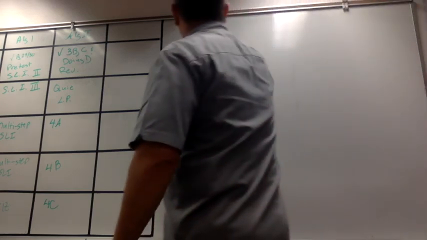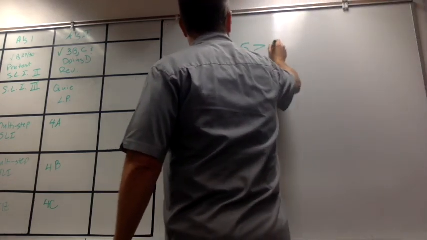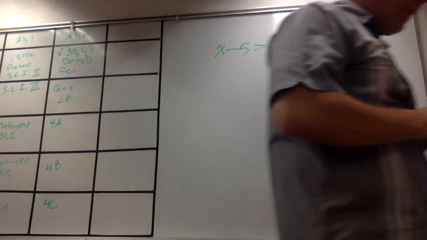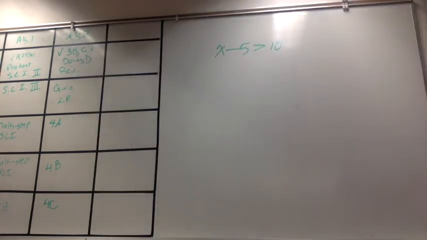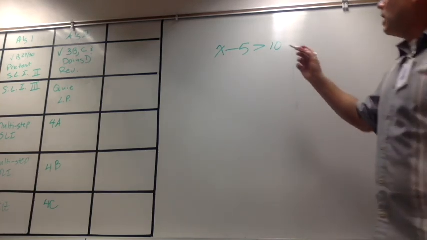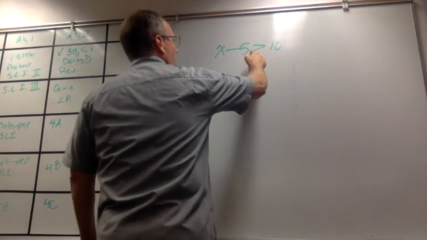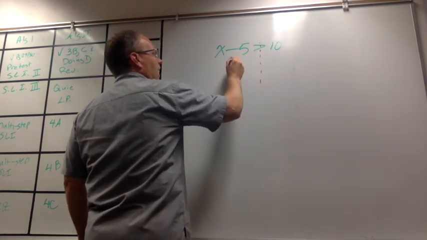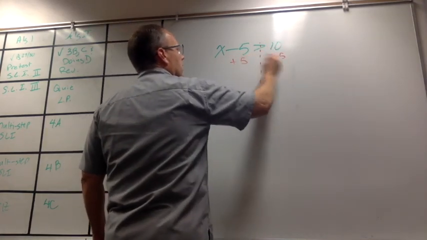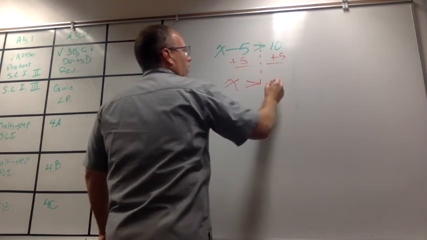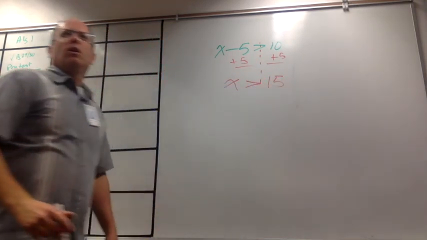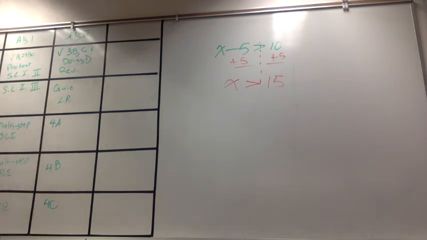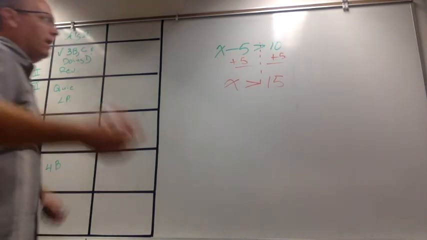Alright. So that first question on there says x minus 5 is greater than 10. Correct? Yep. And they want us to graph it, and then write it in interval notation. So, again, we're going to treat this just like an equal sign. I'll add 5 to both sides, so I get x is greater than 15. So what are some numbers that are greater than 15? 16, right? 17, 18, 19.